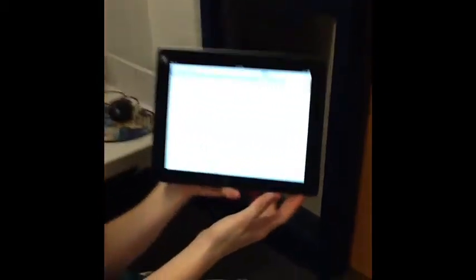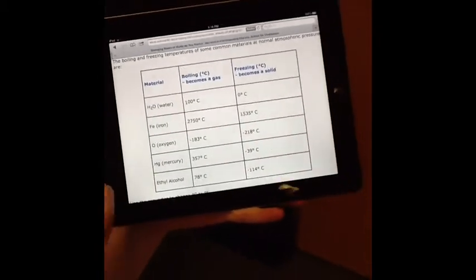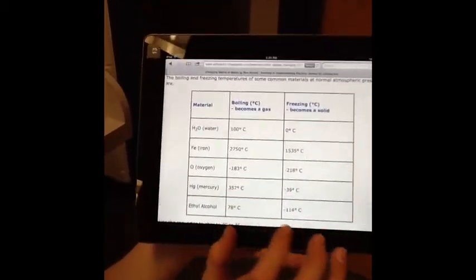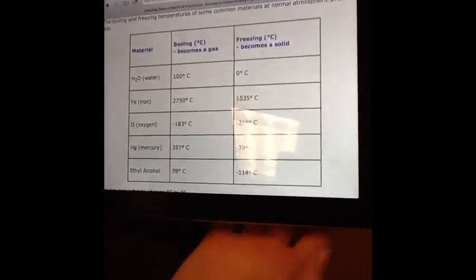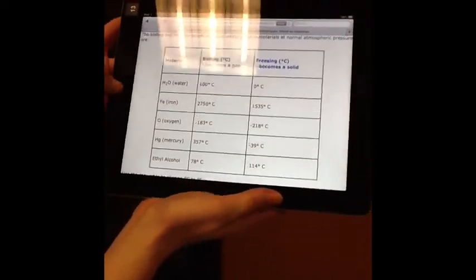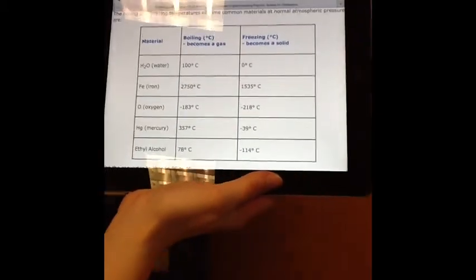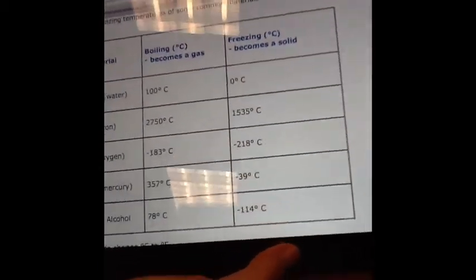Okay, so as you can see here, the material is H2O, and boiling it becomes a gas, which is 100 Celsius, and then freezing it at 0 Celsius becomes a solid. The next material is iron, Fe. Boiling is 2,750 C, which means Celsius, and then freezing it becomes a solid at 1,535.